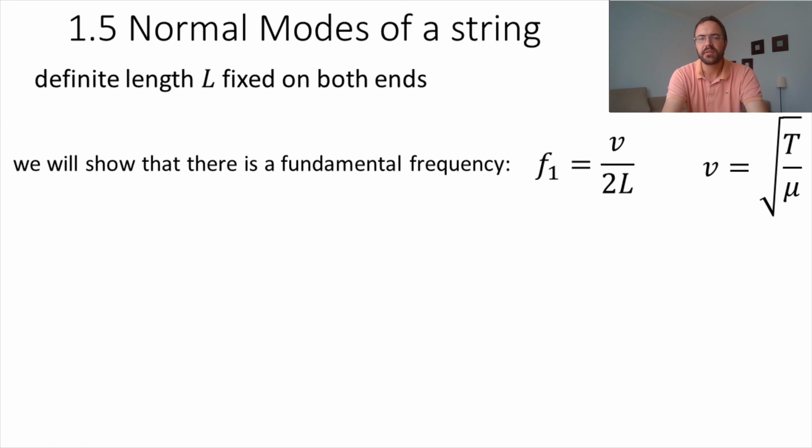Remember that v is equal to the square root of T over mu, where T is the tension of the string in Newtons, and mu is the mass per unit length of string in kilograms per meter. And L is the length of the string.